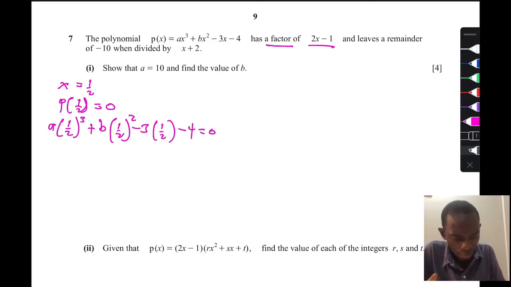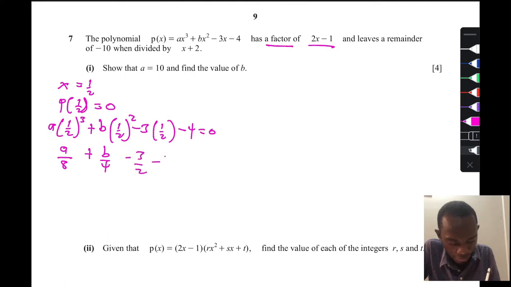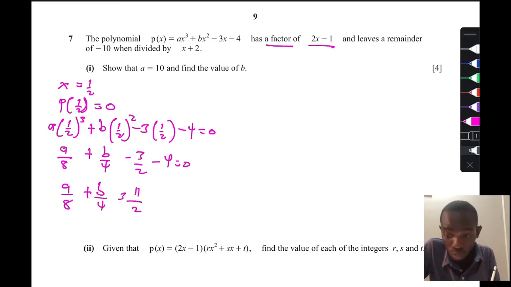All right. So that would be a over 8 plus b over 4 minus 3 over 2 minus 4 is equal to 0. That means we have 3 over 2, and then we have 4. That gives us a over 8 plus b over 4 is equal to 11 over 2.